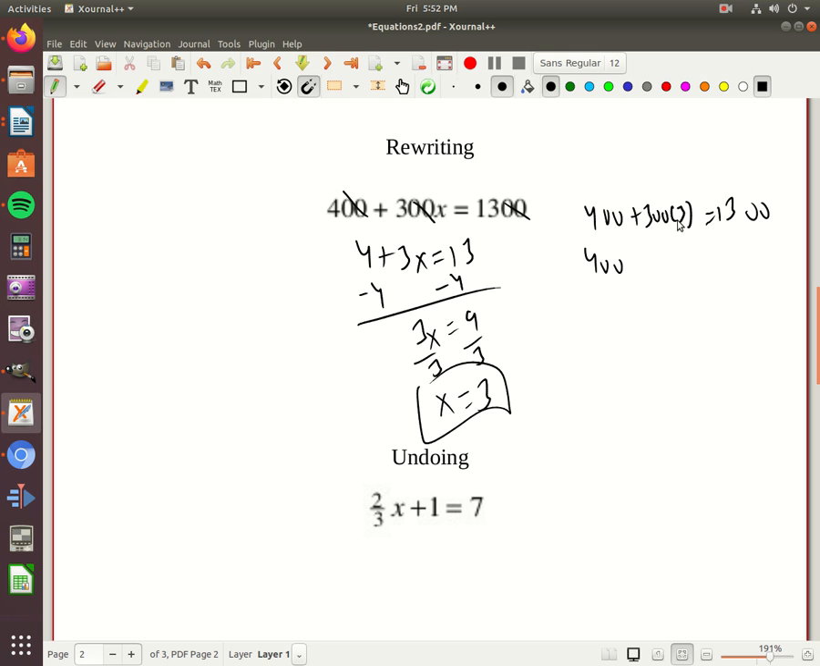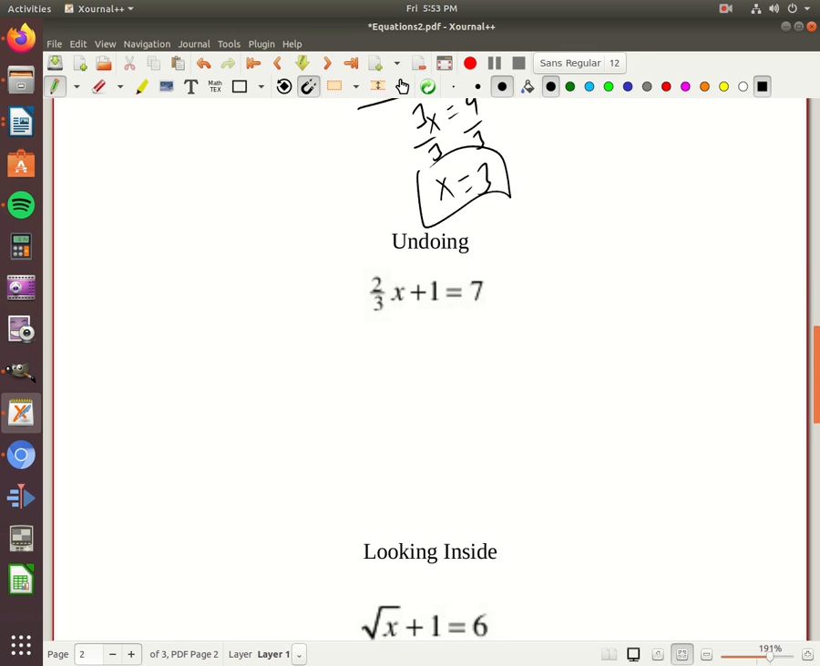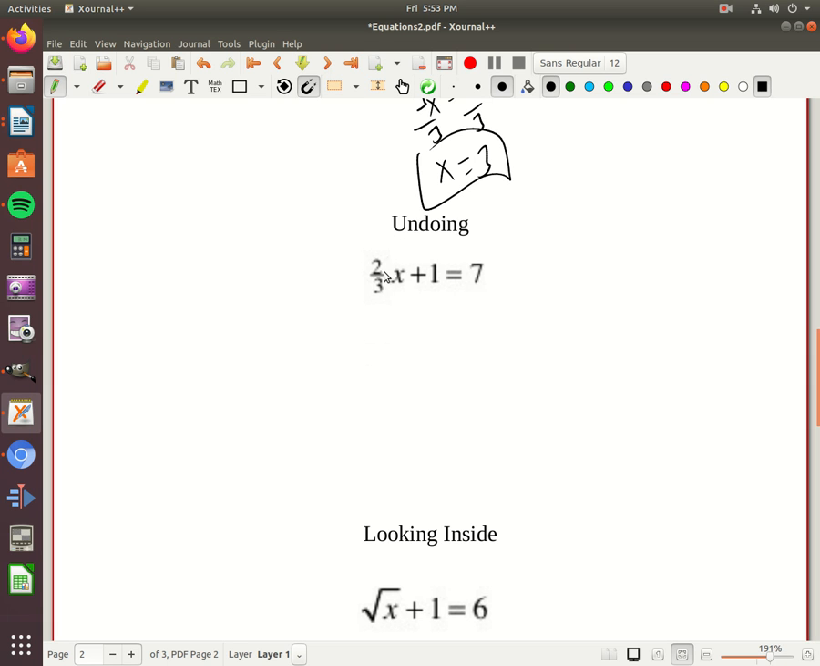And of course, 300 times 3 is 900. And 400 plus 900, I think I put one too many there. 400 plus 900 is 1300, so that worked. But again, that was just a little rewriting trick that I used. If I go to undoing here, the first thing I would do is multiply by 2/3. And some of you might see this as multiplying by 2 and dividing by 3. It's the same idea. Once I've multiplied by 2/3, then I'm going to add 1.